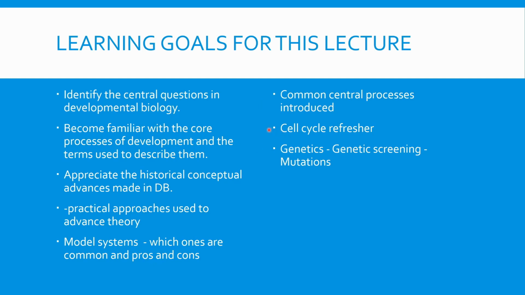And then the cell cycle is, of course, important in developmental biology, so we will have a short refresher on the cell cycle. And we will discuss some genetics with some examples of genetic crossing schemes that you've probably met before. So we will go briefly through that to refresh your memory. And we will discuss how genetic screens can be designed and the different types of mutations that can occur naturally or we can generate through screening or directed mutagenesis.